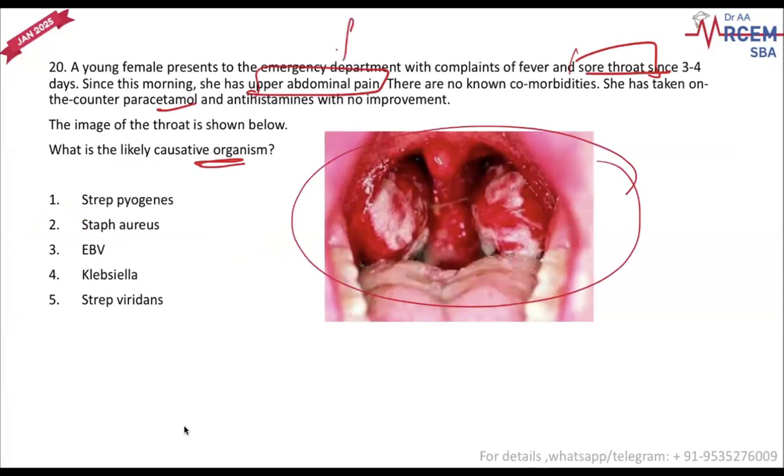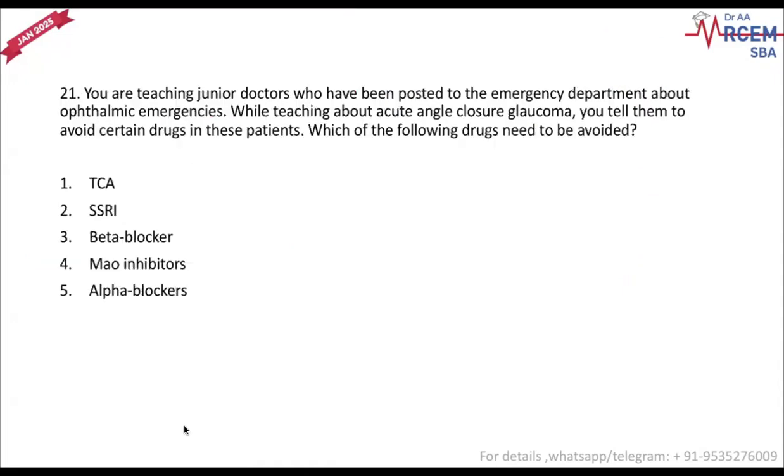But here they have given abdominal pain. Abdominal pain is usually seen because of enlargement of the spleen, splenomegaly, which causes stretching of the capsule, resulting in severe pain. Sore throat is present there. Putting it together, the causative organism should be EBV in this question.